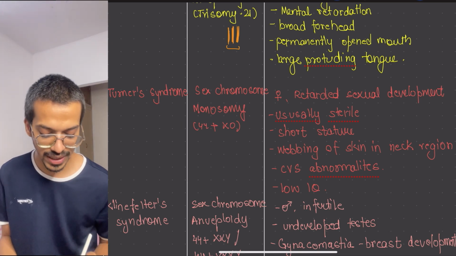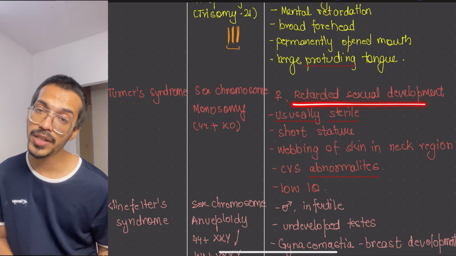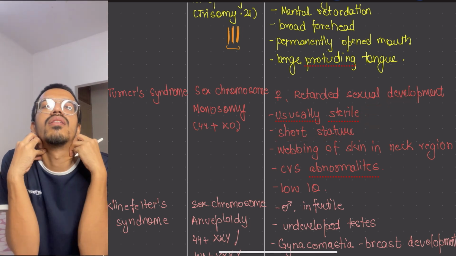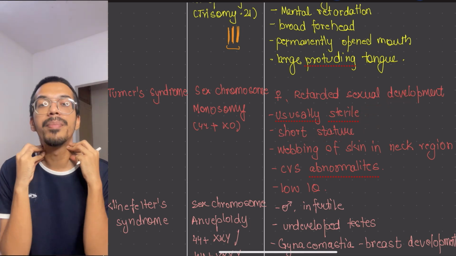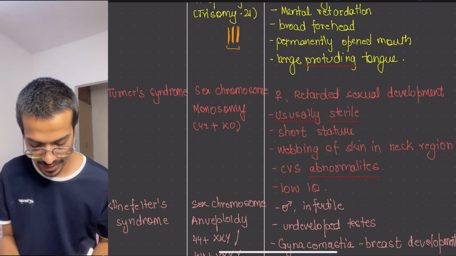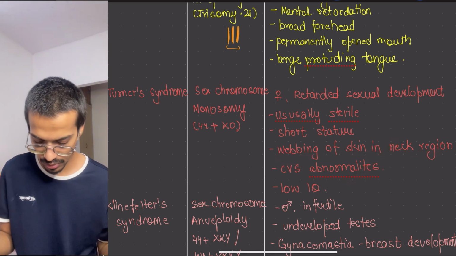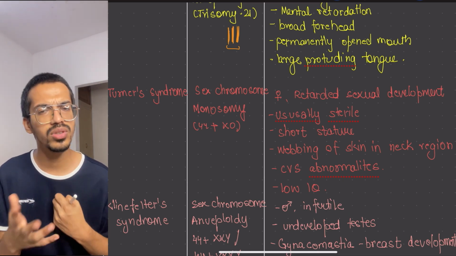Normally they are female, they have retarded sexual development, usually they are sterile, with short stature, and a webbed neck. A very short neck is there, and webbed neck, and serious abnormalities would be there. Maybe other abnormalities will be there. IQ is very low, so these things will be there.